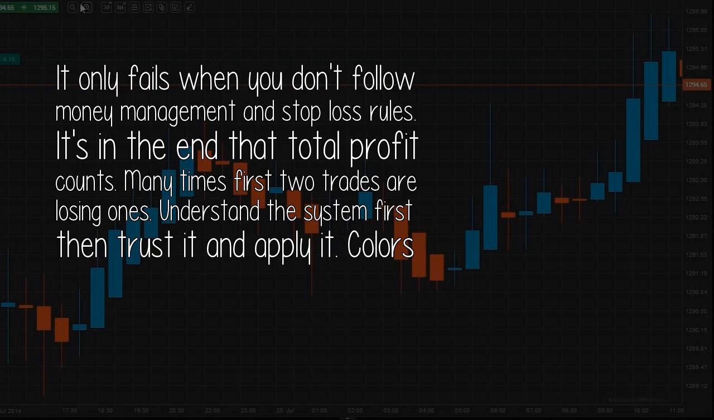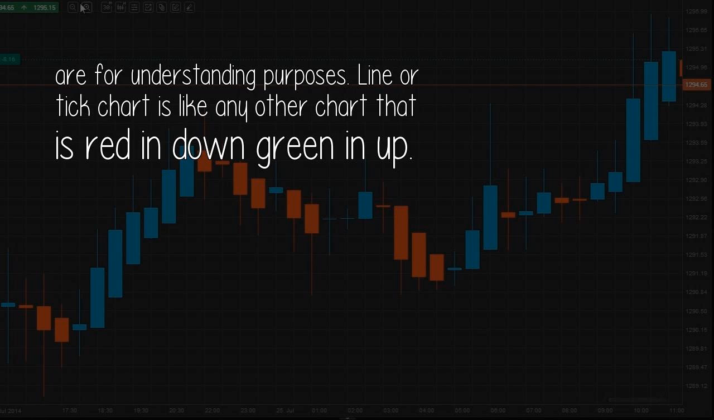Many times the first 2 trades are losing ones. Understand the system first, then trust it and apply it. Colors are for understanding purposes. A line or tick chart is like any other chart: red is down, green is up.